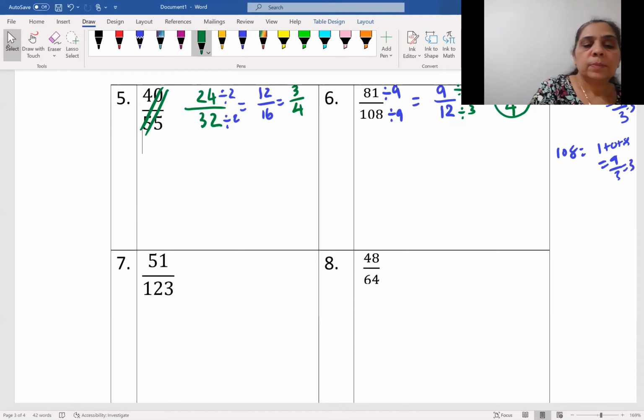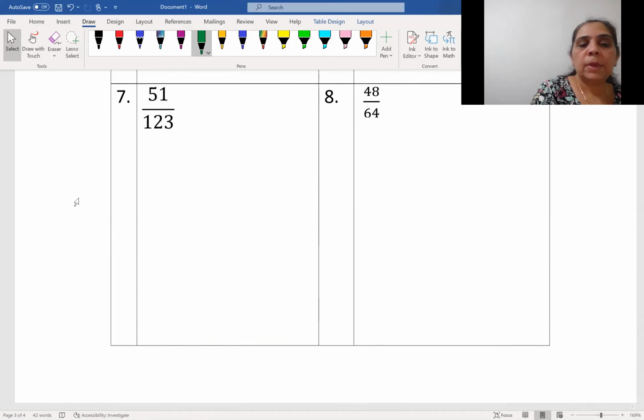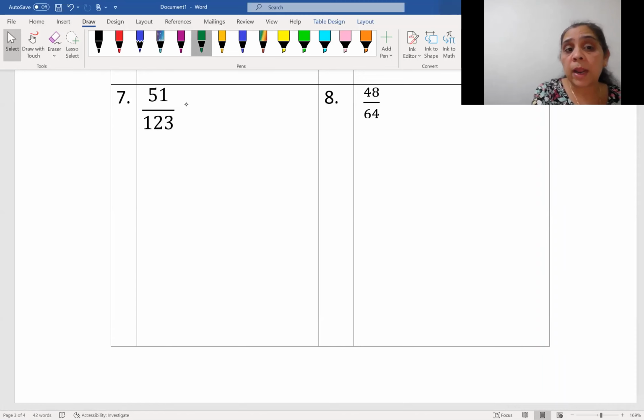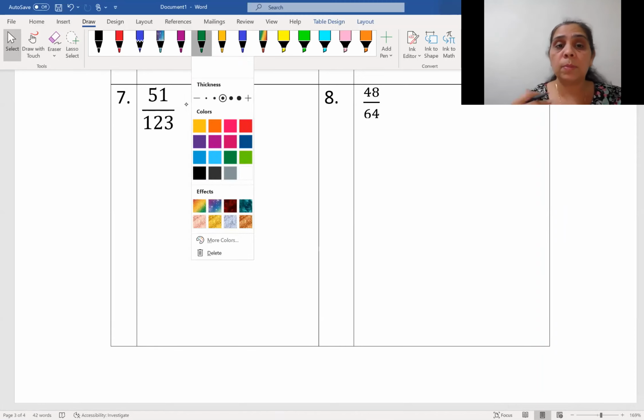Let's see the next one. Number 7. 51 over 123. What number can we divide both of them by? We can divide by 3. 51: 5 plus 1 is 6. 6 is divisible by 3. In 123, the sum is 6. So you can divide by 3 again. It looks like it's prime, but it's not. So if you remember the divisibility rules, it will be very helpful to you.